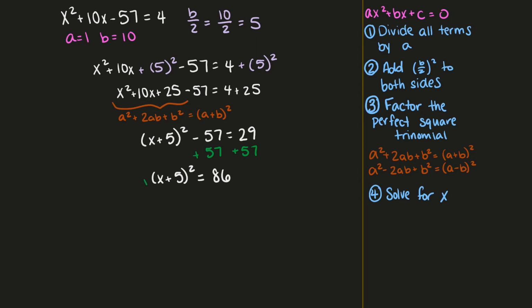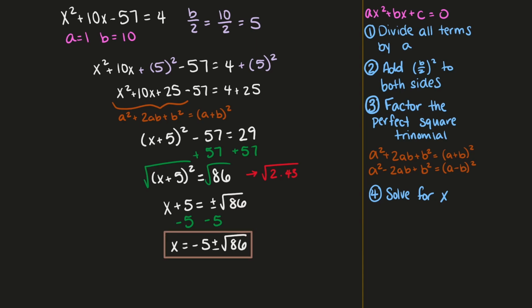We'll take the square root of both sides. The square root of 86 can't be simplified since 86 is 2 times 43, and 43 is a prime number. So we're just left with the positive and negative square root of 86. Next, we'll subtract 5 from both sides, and x is equal to negative 5 plus or minus the square root of 86. All right, we've got two more examples.